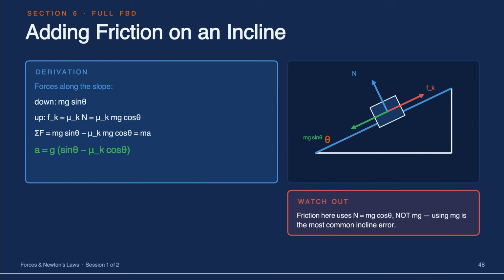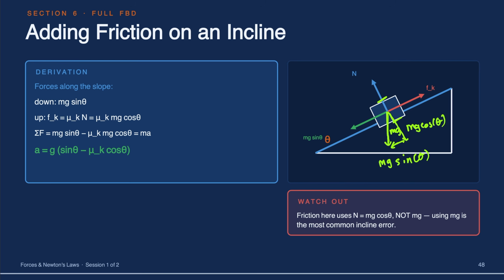But what if you add friction onto the incline? Then things get a bit more complicated, right? You have gravity here, mg, force of gravity. You have mg cosine theta, which is going to cancel out with the normal force here. And then you have mg sine theta, which is going to drive your action.